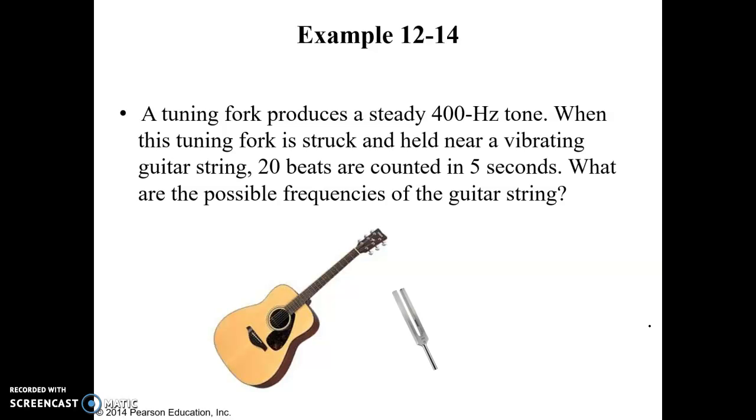So let's look at this example here. The way a tuning fork is used to tune an instrument like a guitar is the tuning fork has a natural frequency that it wants to vibrate at. So you strike the tuning fork and it emits a tone of a known frequency. And then you want to try to tune the guitar to match that.